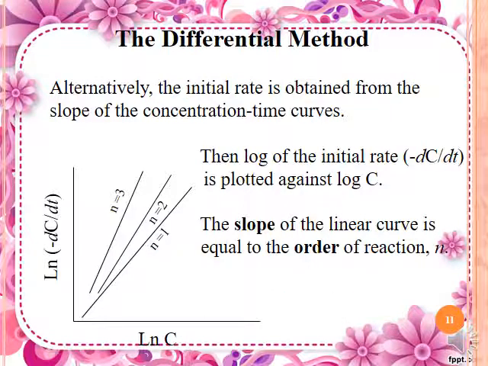So the alternative way of determining the order of reaction by the differential method is from the slope. So we have ln negative dc over dt and then ln c, and we plot this. The slope will give us the value of the order of reaction. So if the value of the slope is 1, then it's order of reaction 1. If the slope is 2, then order of reaction 2. If the slope is 3, then order of reaction is 3. Simple as that.